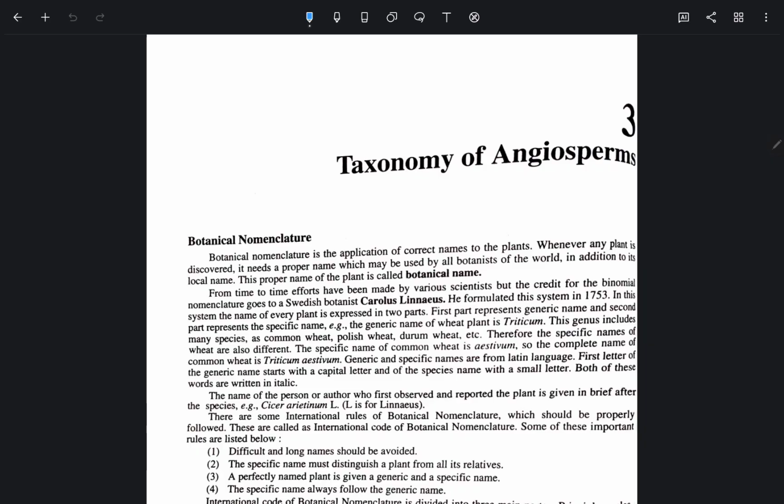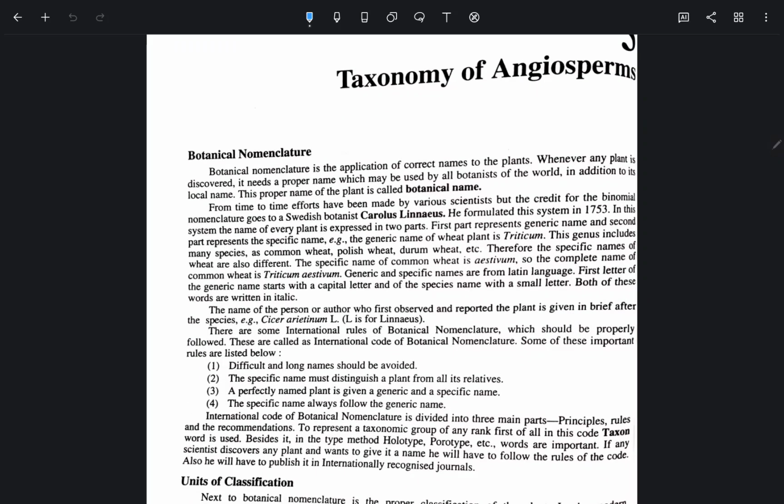Today we're gonna discuss a very interesting topic: taxonomy of angiosperms. Botanical nomenclature. Botanical nomenclature is the application of correct names to the plants. Whenever any plant is discovered, it needs a proper name which may be used by all botanists of the world. In addition to its local name, this proper name of the plant is called the botanical name.